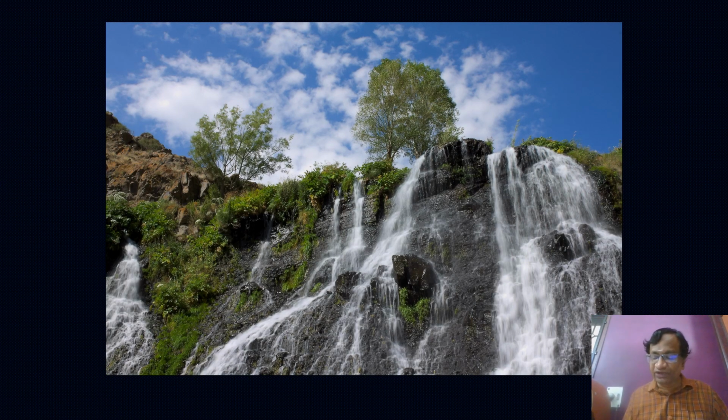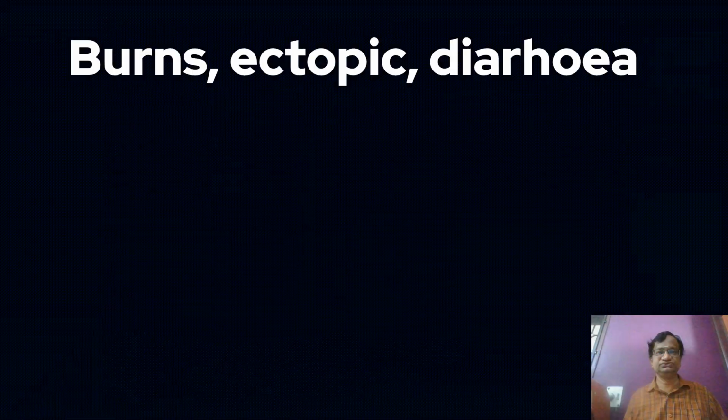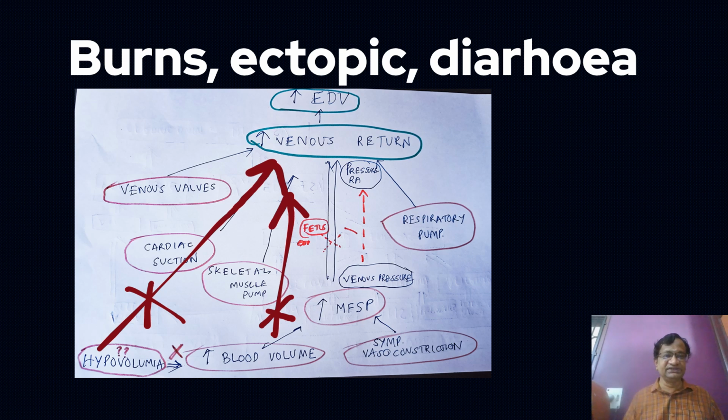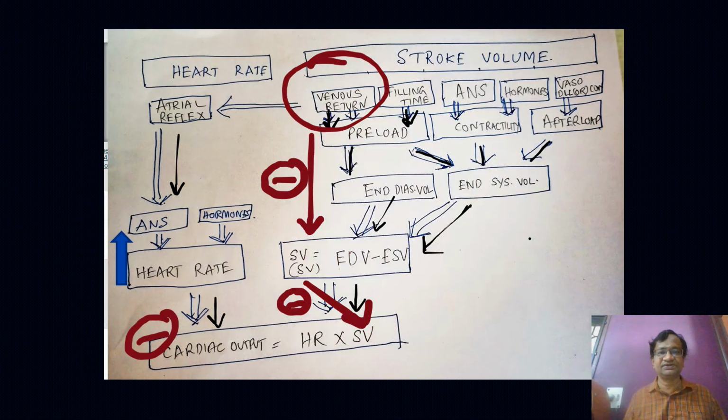Now we will go into some scenarios. Burns, ectopic, diarrhea. What happens? There is a volume loss, blood loss, fluid loss. So what is there? Your venous return and end-diastolic volume. See here, there is a hypovolemia. So decreased blood volume. So decreased venous return, decreased end-diastolic volume. So your stroke volume is less and cardiac output is less. That is how burns, ectopic and diarrhea. So hypovolemia causes the cardiac output to decrease.